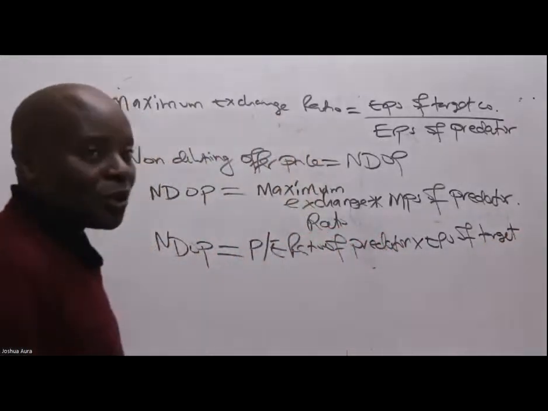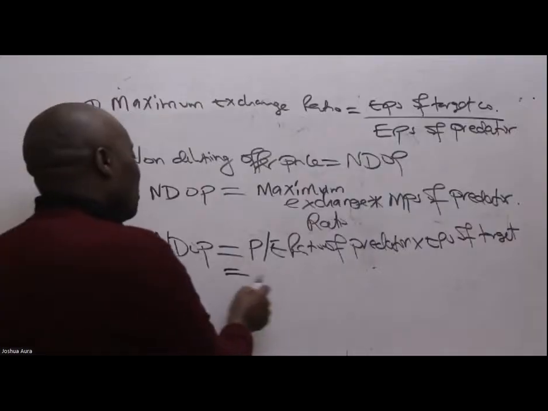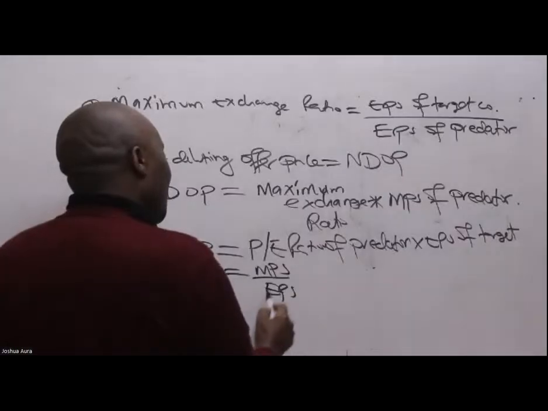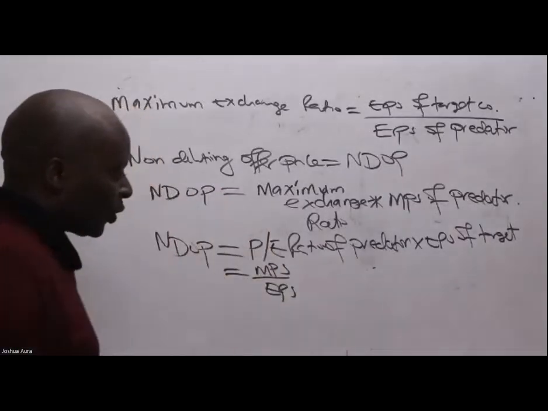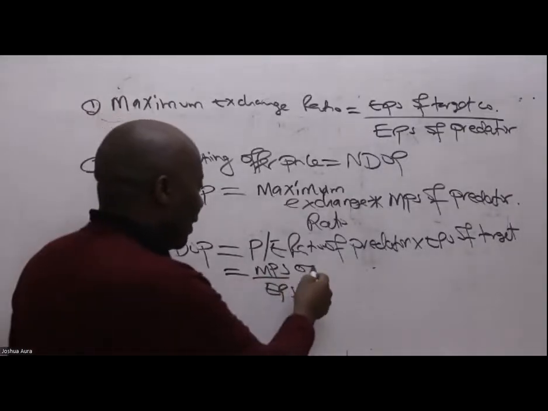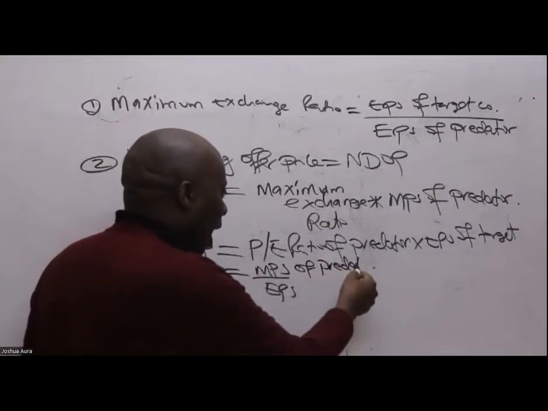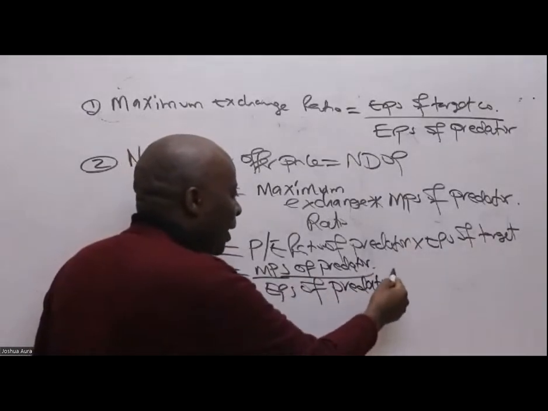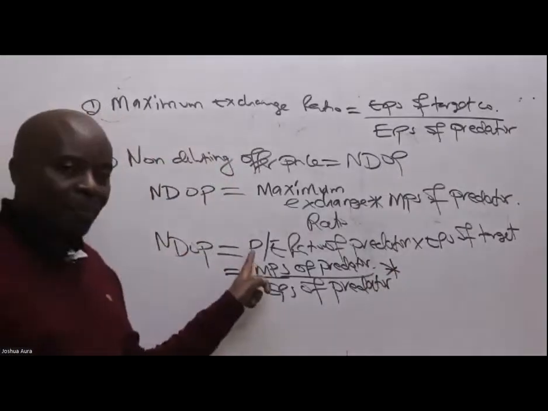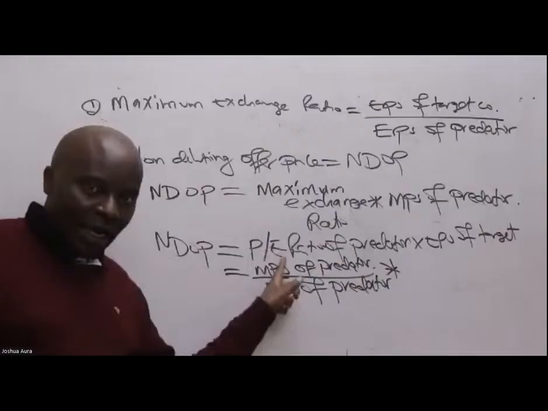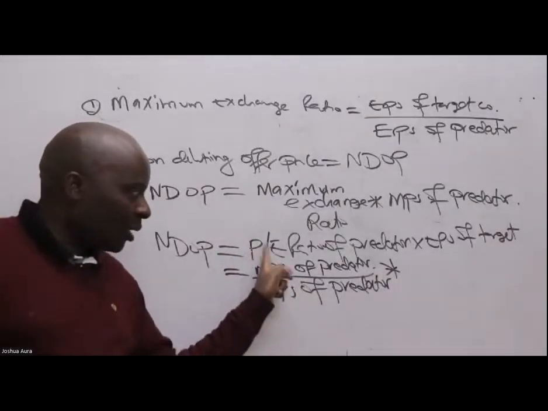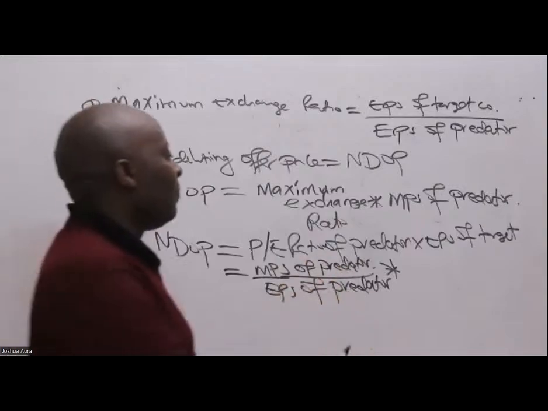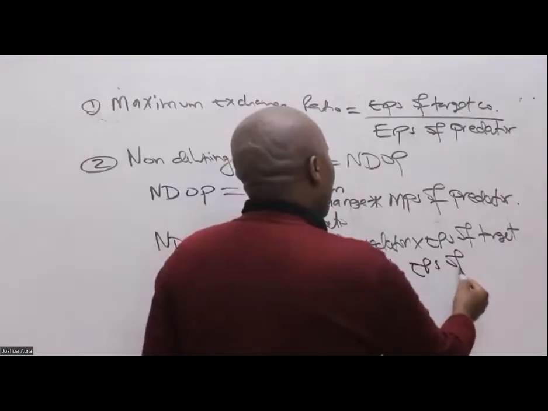What Mr. George is telling us is that this PE ratio, of course, he knows the formula. It is MPS all over EPS. So it is MPS of predator all over EPS of predator. Price earnings ratio. So it's price of the predator over earnings of the predator, times EPS of the target company.